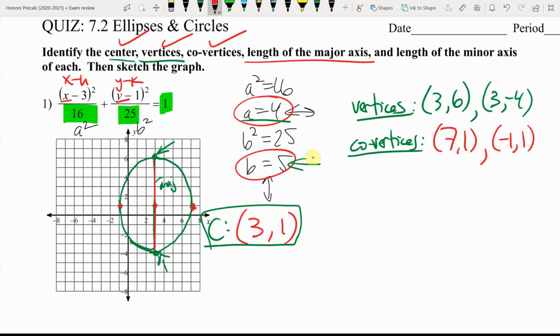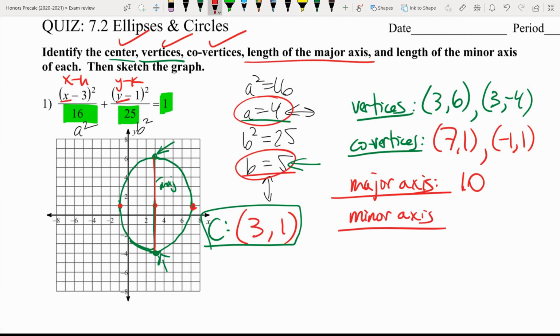That's this length right here. So our major axis length, axis, not axes, here's one way you can look at it. It's going up 5 and down 5, so that's 10. That's the length of 10. And the minor axis then, going left and right 4 each direction, so that's going to be 8 for that. So there's the length of our minor and major axis. Then we sketched it. So that's everything you needed.